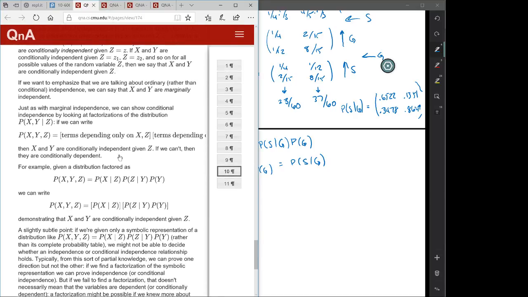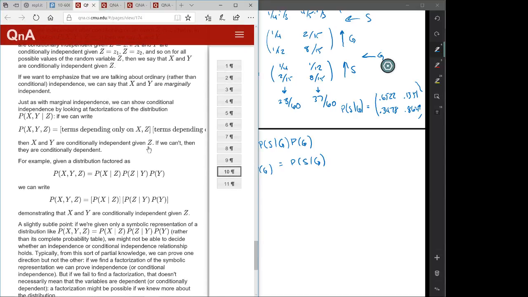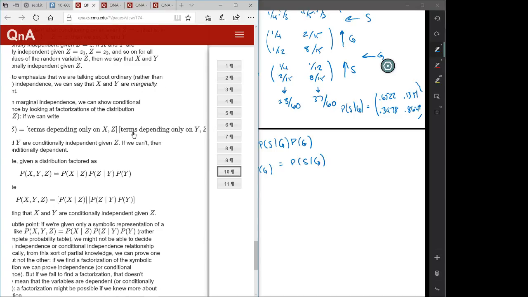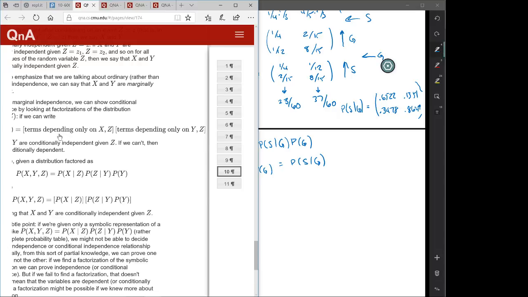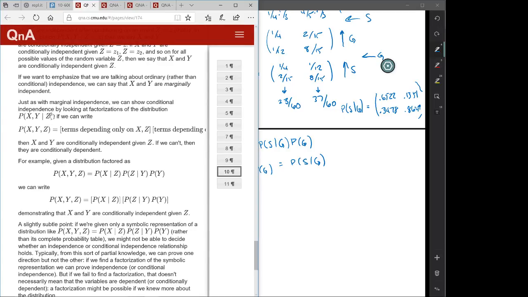Just like with marginal independence, conditional independence you can get by looking at factorizations. And this time, what we're going to do is factor it into a product of some terms that depend only on X and Z, and some terms that depend only on Y and Z. So the conditioning variable can appear in both sets of terms, but X has to appear only in the left one, and Y has to appear only in the right one.